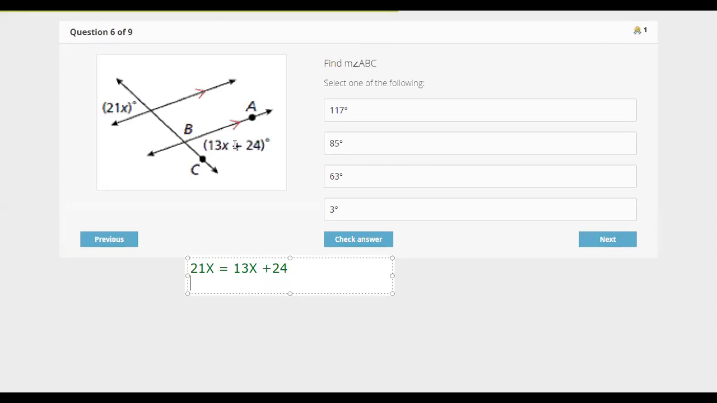Then 21x minus 13x will be equal to 24. Then 21 minus 13 equals how many? 8. Yes. 8x equals 24. And after that, what is the value of x? It will be 3. Yes. Any question? No, thank you. Okay, move to the next question.